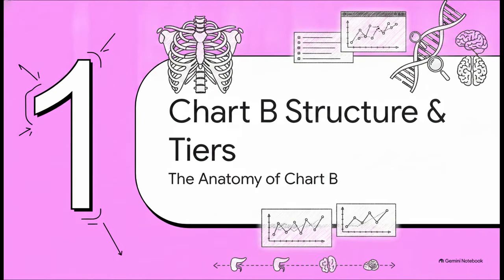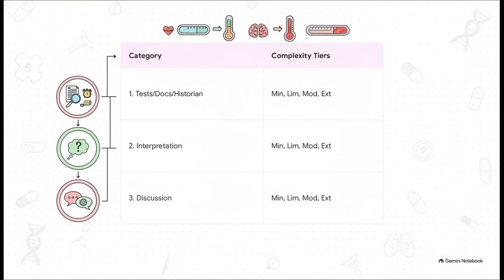All right, Section 1, Chart B's structure and tiers. Let's start right at the foundation. As an auditor, I always map Chart B out like a grid in my head, exactly like this. Across the top, you have your 4 data complexity tiers: minimal, limited, moderate, and extensive. And driving those tiers, that's your 3 distinct core categories of data.